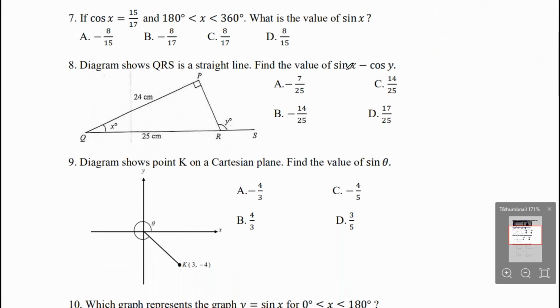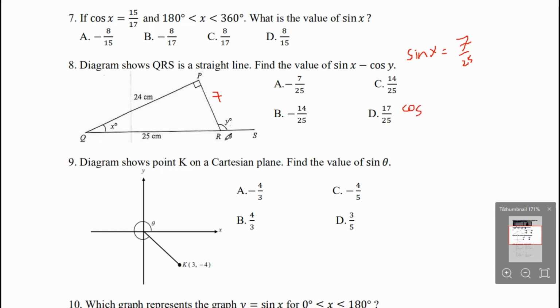Number 8, find the value of sine x minus cosine y. Okay, so x is here, sine x SOH, opposite hypotenuse. So the opposite will be this one. We have to find the value of pi first. 25 square minus 24 square, square root, then find the value of pi. This will be 7. So sine x equals SOH, opposite hypotenuse, 7/25. And this x is in quadrant 1, so always positive, no problem.